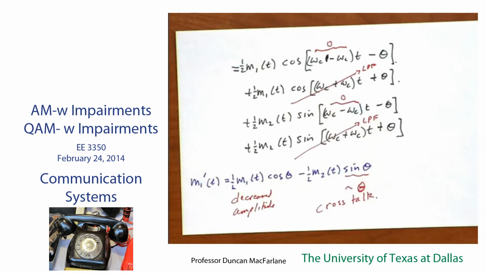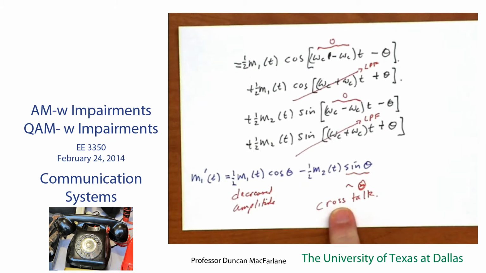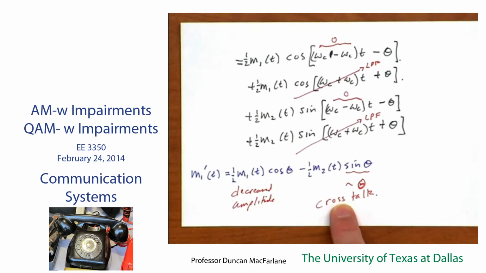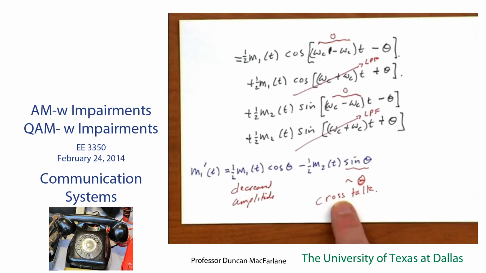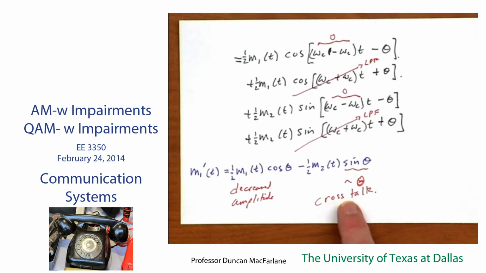Was this the reason why back in the old days when all the phones were just wired, that sometimes you would hear another conversation? Well, crosstalk is the hearing of somebody else's conversation on your line. It will come up in a variety of different ways. There are different impairments that will cause crosstalk. This is one such impairment that will cause crosstalk in a QAM system.